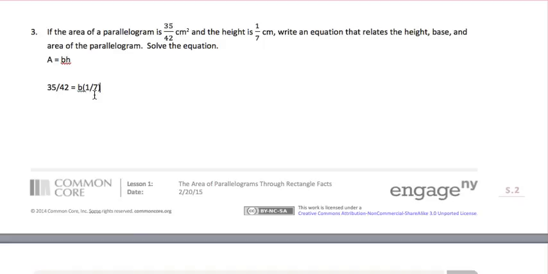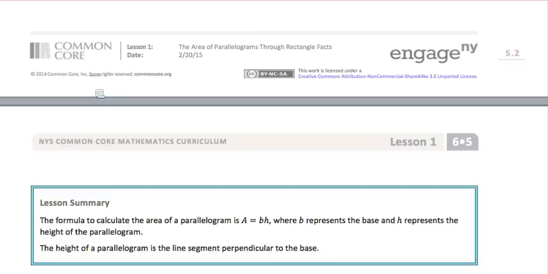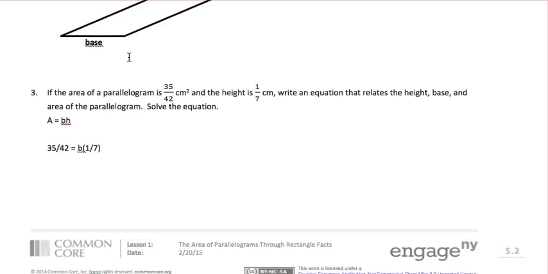Now, if you remember solving equations, in order to solve, you've got to do the opposite operation that's being done. So what we have here is b times 1/7. So in order to solve it, we're going to divide by 1/7 on both sides.